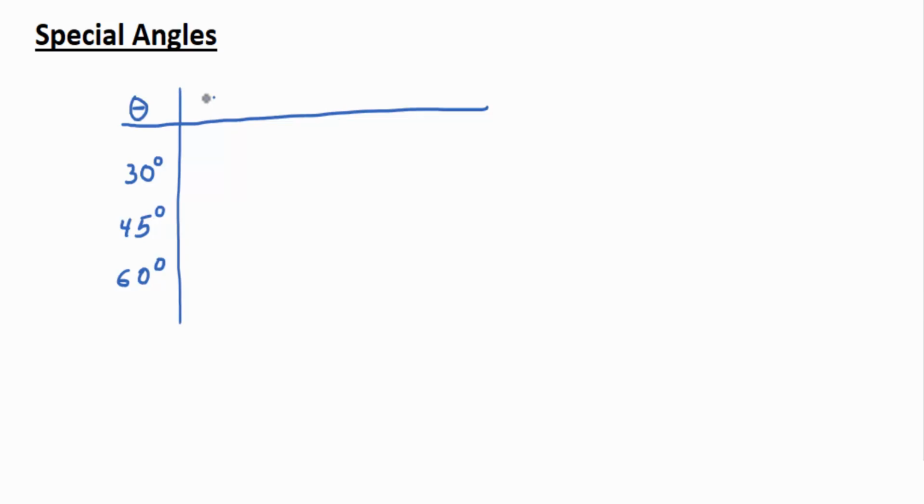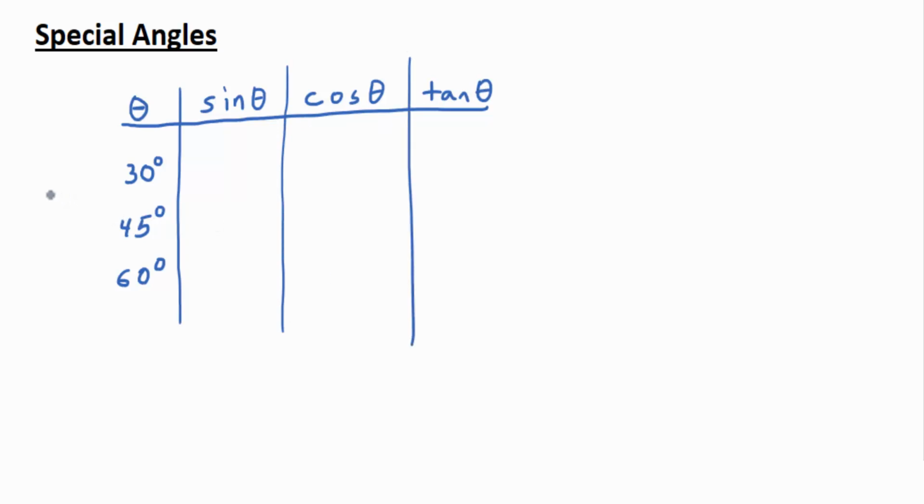So let's go across the top. Sine of whatever theta is, cosine, and then tangent. Kind of separate these guys from each other. Okay. Let me just state what these values are for the sine function, and then we'll talk about where these come from. The sine of 30 degrees turns out to be 1/2. The sine of 45 is root 2 over 2. And the sine of 60 is root 3 over 2.